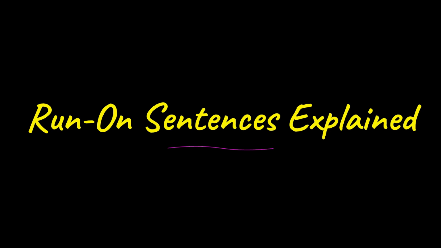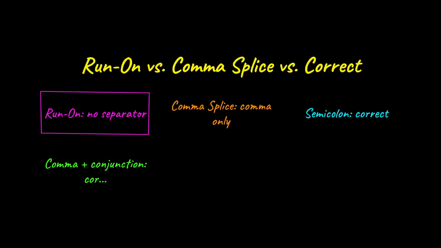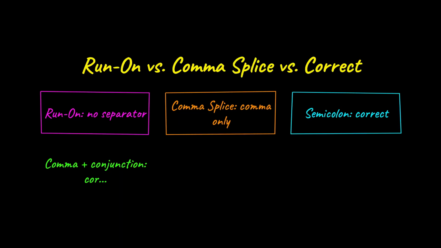A run-on sentence occurs when two independent clauses are jammed together with no punctuation to mark the boundary between them. Each clause has its own subject and verb and could stand alone, but the required separator is simply missing. The key distinction is what sits between the clauses. A run-on has nothing at all. A comma splice has a comma but no conjunction, too weak on its own. A correct compound sentence uses a semicolon or a comma paired with a coordinating conjunction.